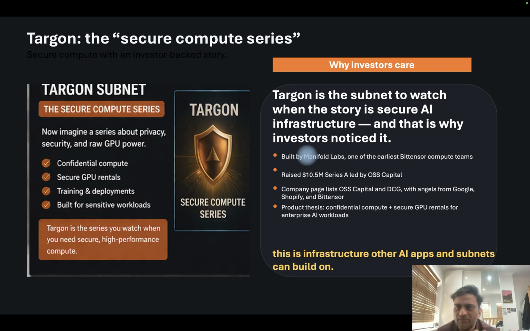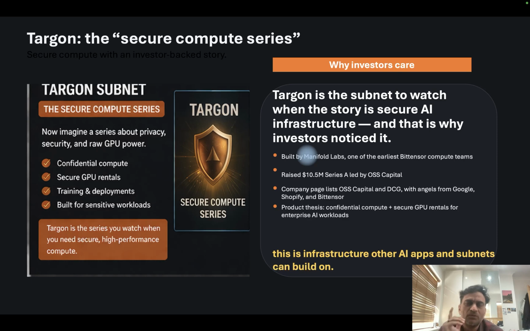Why do investors care? We explained that it's the story of secure AI infrastructure. Some interesting points to share: it's built by Manifold Labs, one of the very earliest Bittensor compute teams. It raised a 10.5 million Series A led by OSS Capital. Also, there are some angel investors with a link or background related to Google, Shopify, and Bittensor. If you look at the production thesis, it's confidential compute plus secure GPU rentals for enterprise AI workloads. So as I was just saying, it's more enterprise relevant.